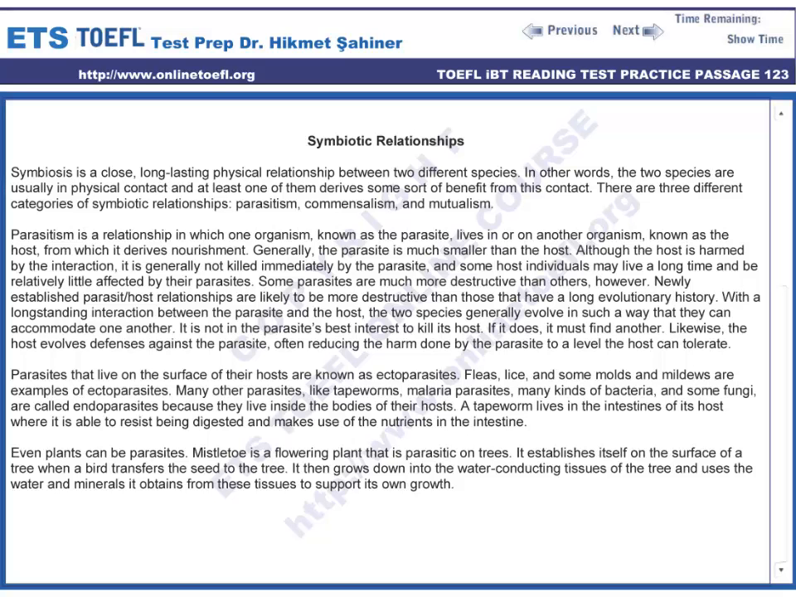Even plants can be parasites. Mistletoe is a flowering plant that is parasitic on trees. It establishes itself on the surface of a tree when a bird transfers the seed to the tree. It then grows down into the water conducting tissues of the tree, and uses the water and minerals it obtains from these tissues to support its own growth.